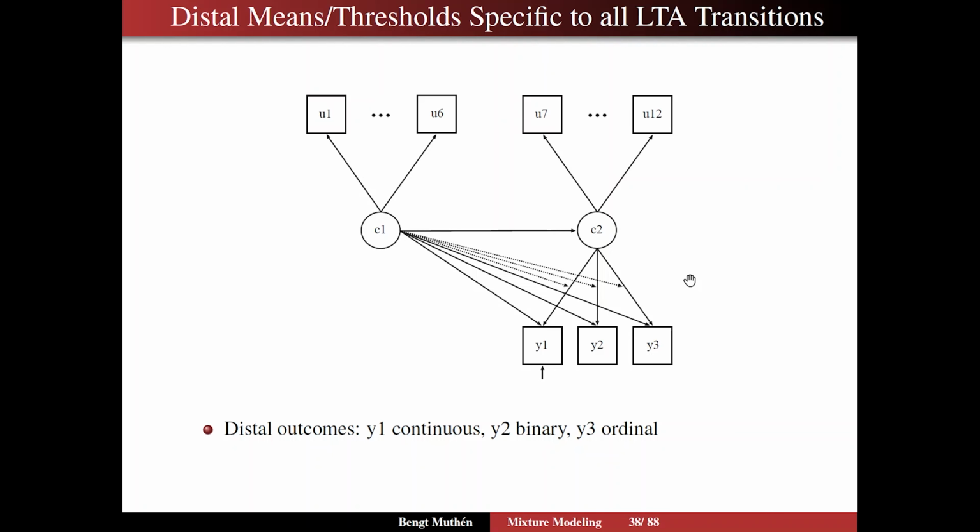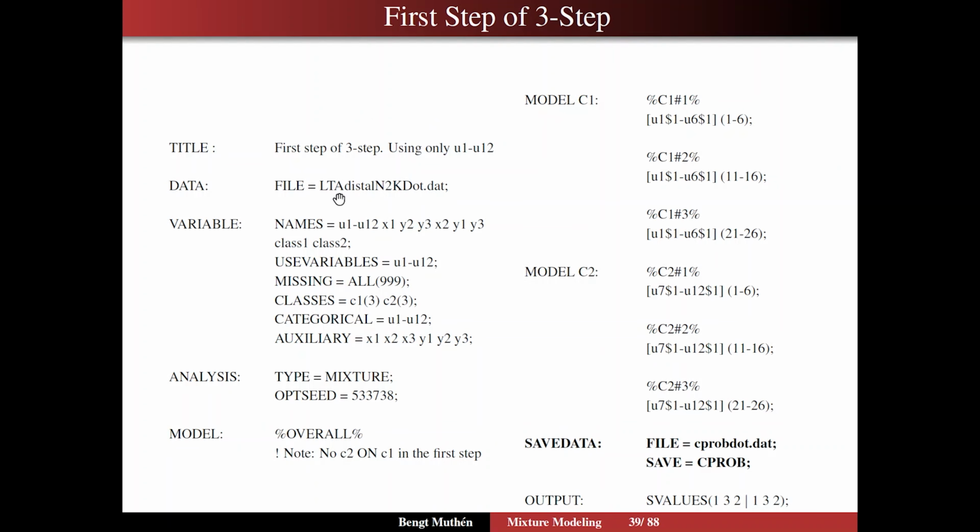Now in this case, we said that we could just not mention the distal outcome means and thresholds, and they would all be different across all the classes, all the class combinations. That's true, but we may want to explicitly say this for the following reason that I will make clear on the next slide. This is a new data set here with the distal outcomes. Y1 is continuous, Y2 binary, Y3 ordinal. I call it LTA distal N to K dot on slide 39.